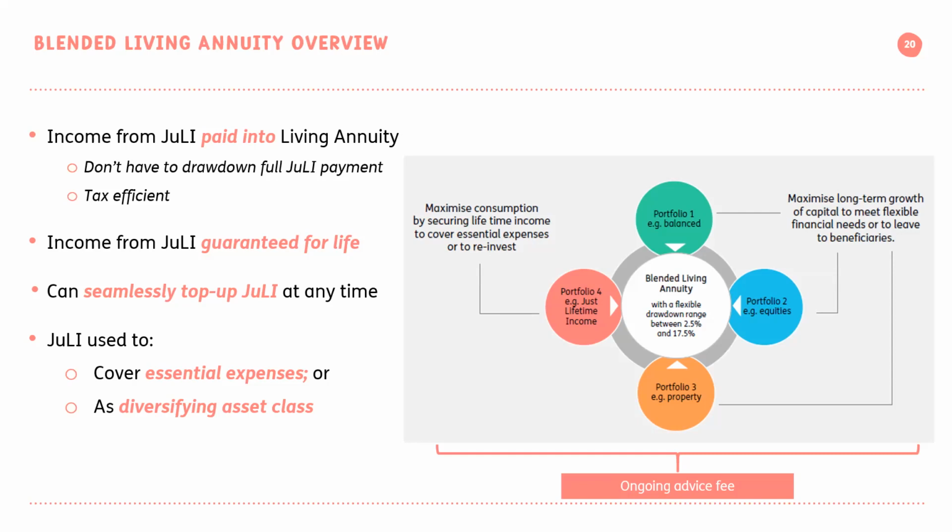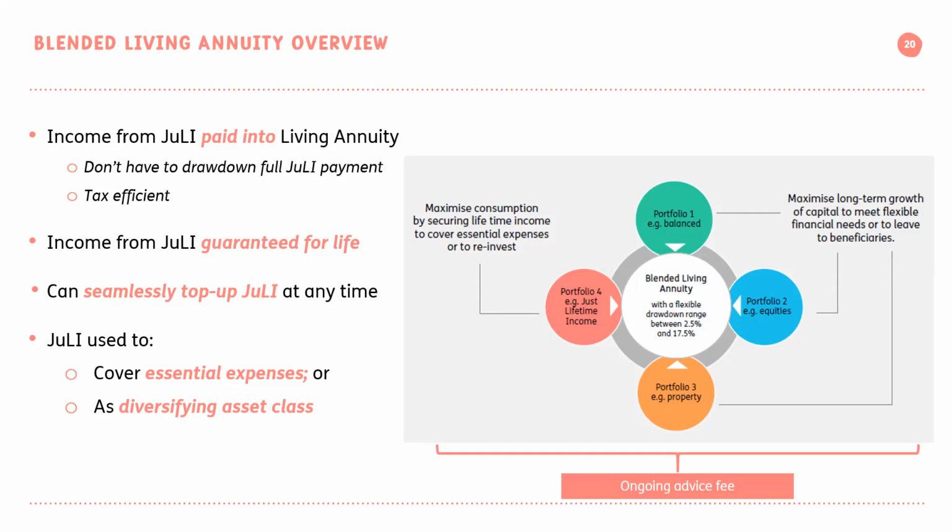So what we've done is we've taken our product, this Just Lifetime Income with Profit annuity, and we've partnered with a number of living annuity platform providers. So for example, the likes of Allan Gray, the likes of Sygnia, the likes of Alexander Forbes, the likes of PPS. Those are platforms where if you purchase their living annuity, you can then inside that living annuity purchase our Just Lifetime Income guaranteed life annuity as an investment portfolio option.